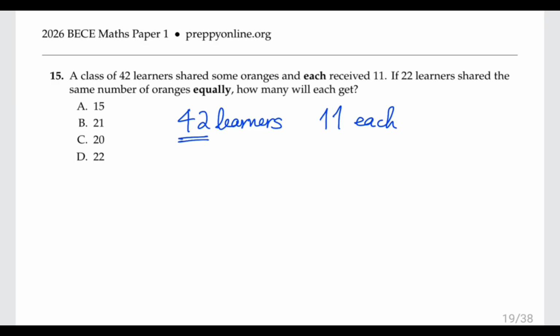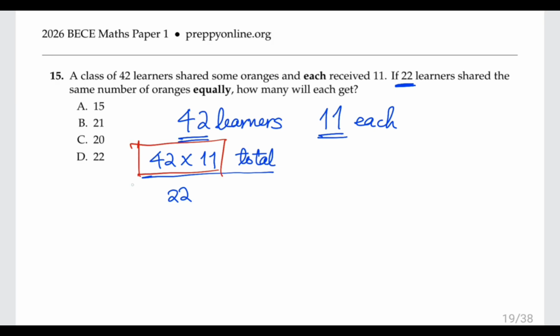42 learners shared some oranges. Everybody got 11. So the total number of oranges they shared was 42 times 11. This is the total. And we are now being asked, if 22 learners share the same number of oranges equally, how many will each get? So this total number of oranges, if now 22 people share it, how many will each get? And the answer is we have to divide this total by 22. So 42 times 11 over 22.